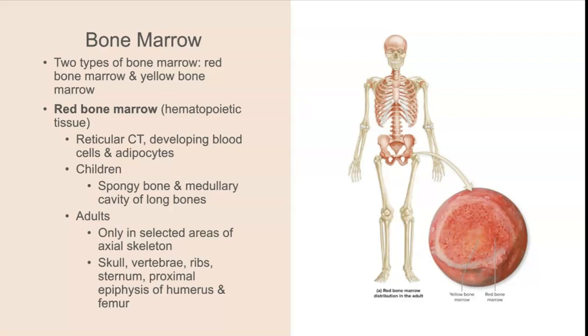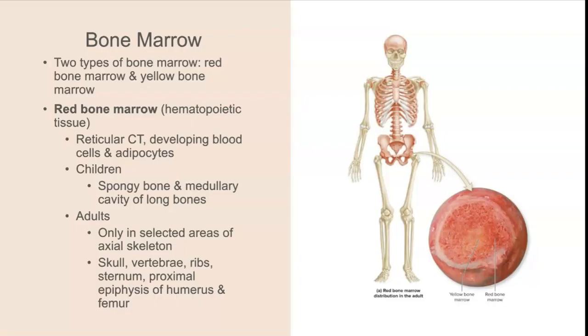The locations of red marrow differ between children and adults. In children, there's more red marrow, so it's widely distributed throughout the bones. It's located in the spongy bone of most of the bones of the body and inside the medullary cavity, where adults have yellow marrow. So the medullary cavity, of course, is that space found in the long bones.